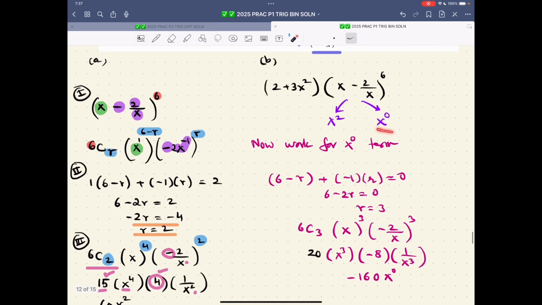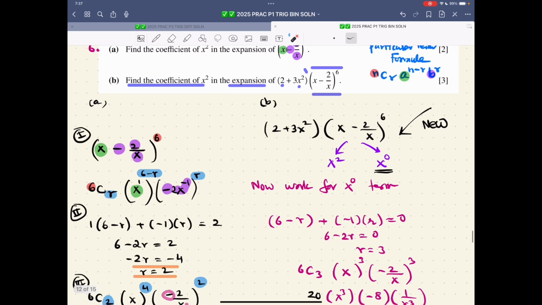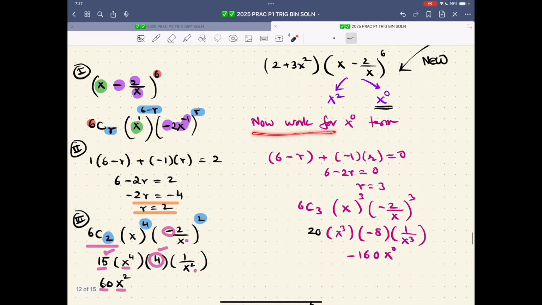Why do we need a constant? This was something new. Because this constant will multiply with this x square term over here. So now work for the x0 term, the term independent of x. This first part is the same. In the second part, this is exactly the same, so this is 6 minus 2r. This is exactly the same over here. And now we are equating to 0 because we are looking for the x0 term.